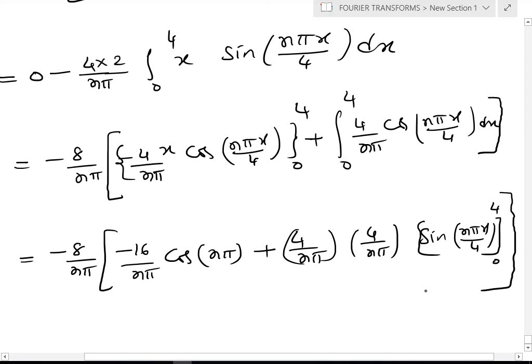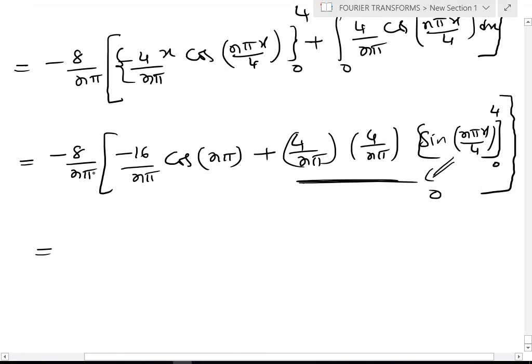So then again you have to be careful here. When I substitute the upper limit, that is 4, then sine n pi is anyway 0. When I substitute the lower limit, sine 0 will be 0. This entire term will become 0. Then I have only this, minus minus plus 16 into 8, will be 128 divided by n square pi square cos of n pi.